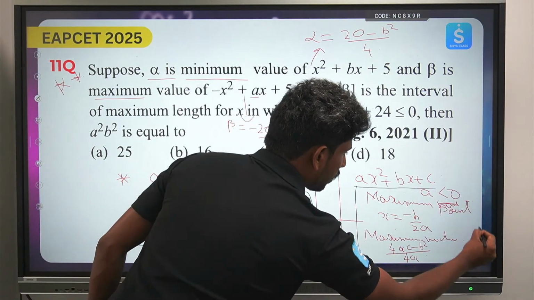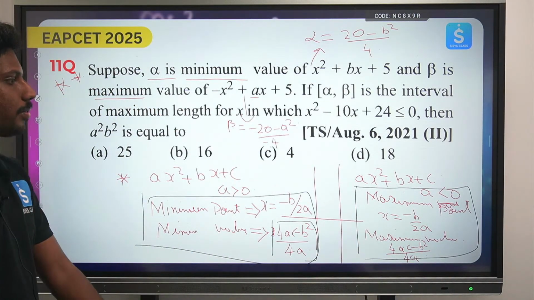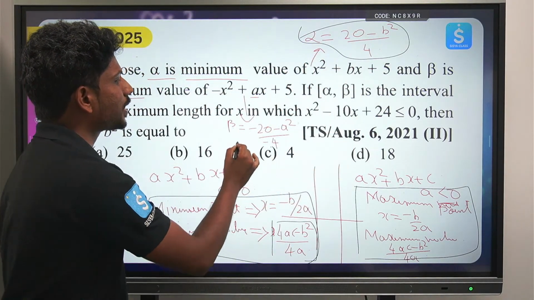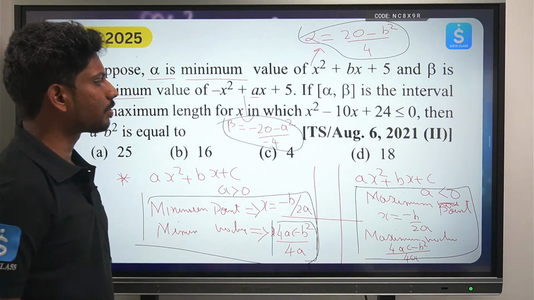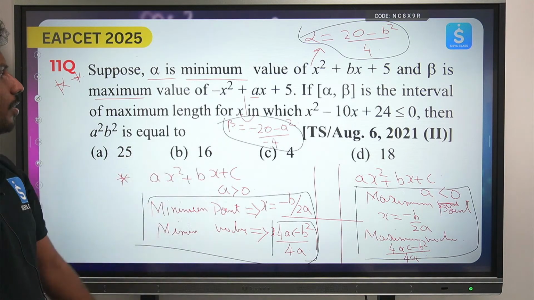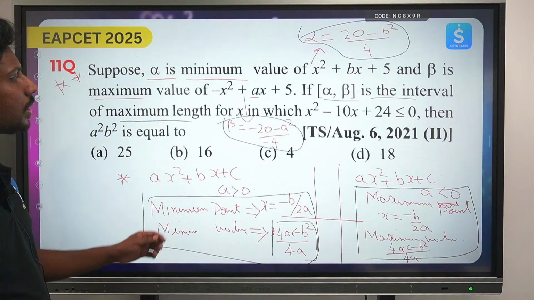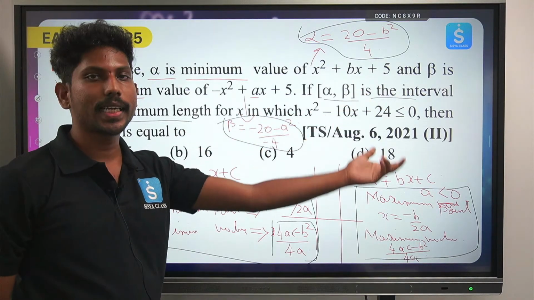We used these two formulas. So from here I got the alpha value to be 20 minus b square. From here beta is equal to minus 20 minus a square by minus 4. Now he is saying alpha and beta is the interval, the maximum length of x for which this inequality is satisfied.